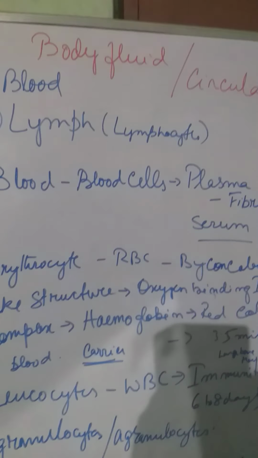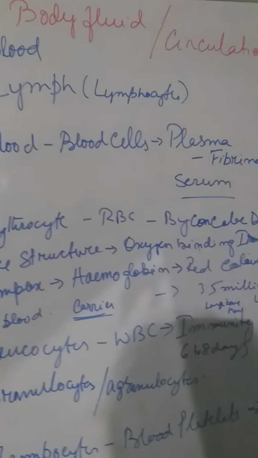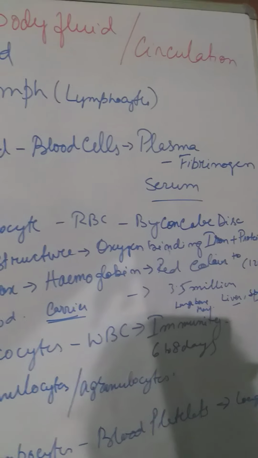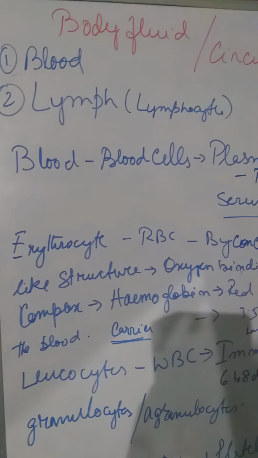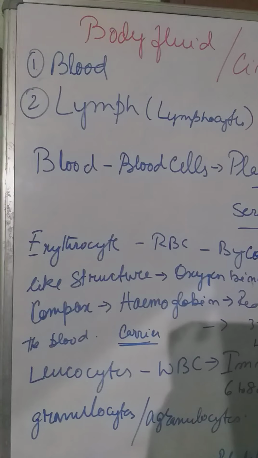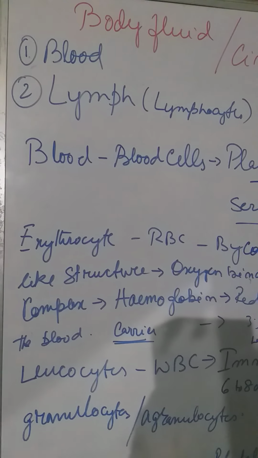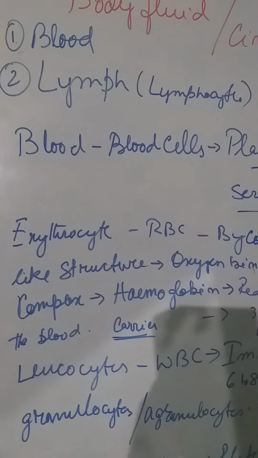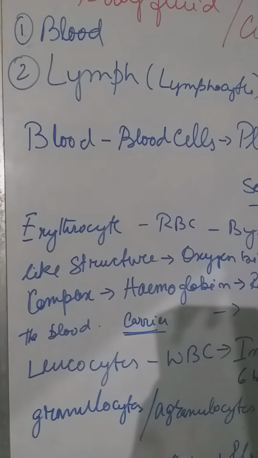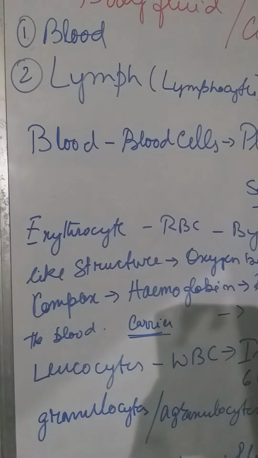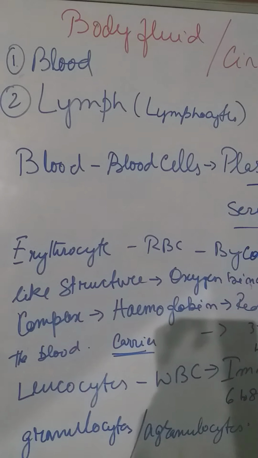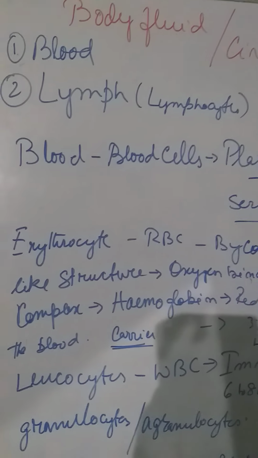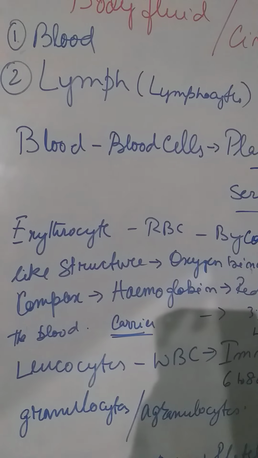Now, here we are dealing with the body fluid and blood circulation. Once it comes to body fluid, we have two major body fluids present within the human being. One is the blood and another is lymph. Color wise, blood is a red colored fluid, and lymph is a colorless fluid.